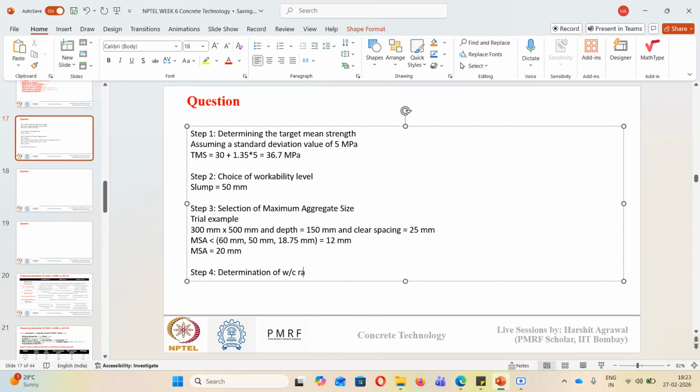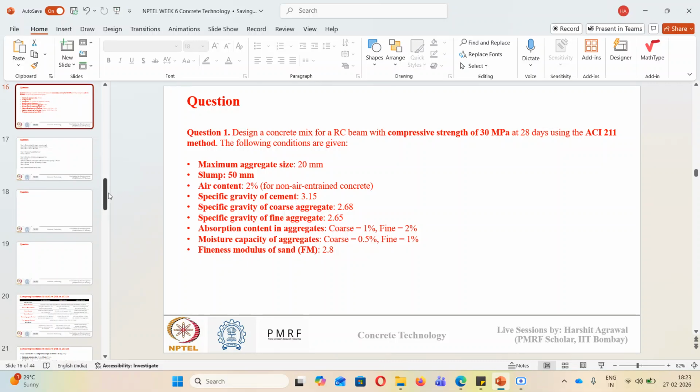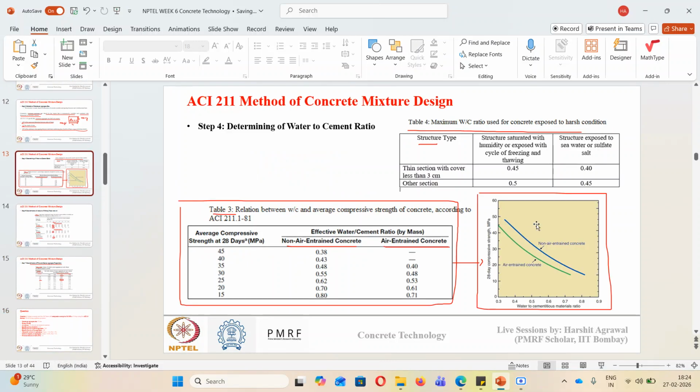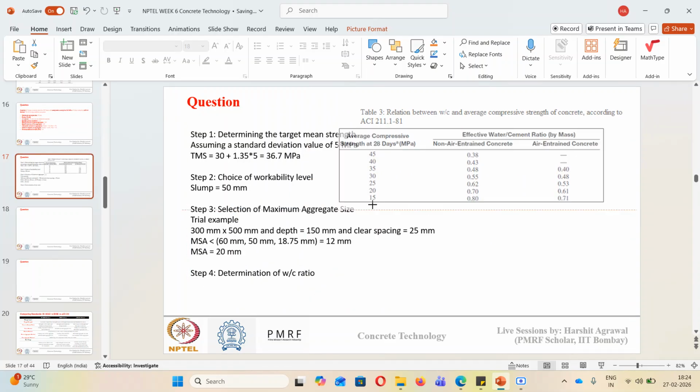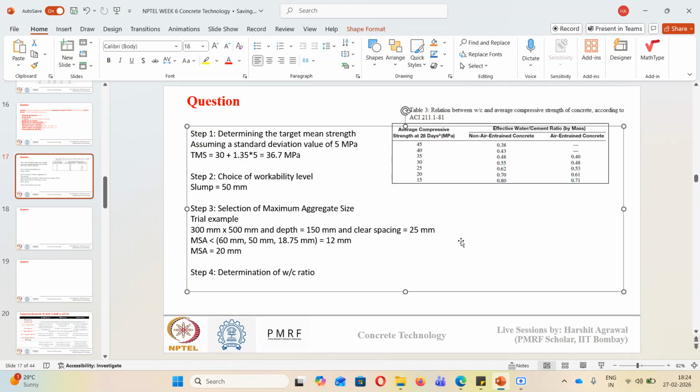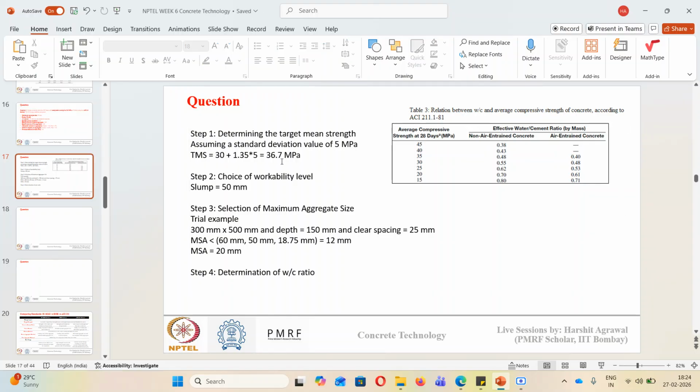W by C ratio. What is given to us in the question is a non-air entrained concrete. So I will just copy this table. We have a non-air entrained concrete, and the mean compressive strength required is close to 37 MPa, 36.7 MPa. For 40 MPa, you can see the W by C ratio required is 0.43, and for 35 MPa, it is 0.48.